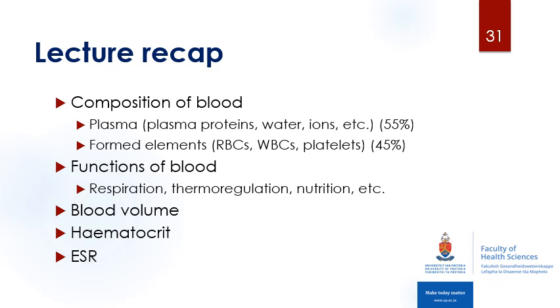We also discussed the different functions of your blood, and we mentioned that your blood is a very important transport medium in your body, so it transports different substances around in your body. We also talked about blood volumes and the different factors that can affect blood volume. We talked about hematocrit as well, and we mentioned anemia and polycythemia. And then lastly, we looked at the erythrocyte sedimentation rate.